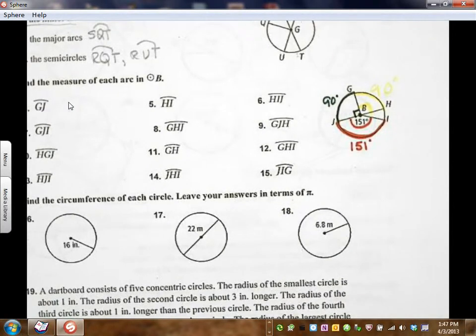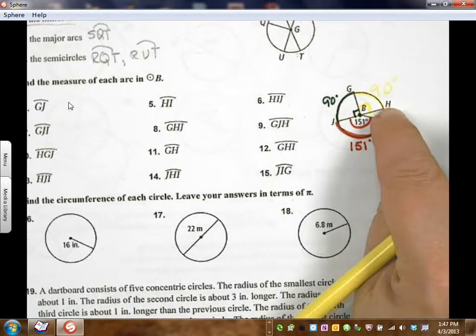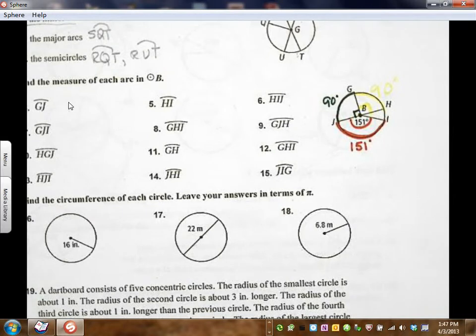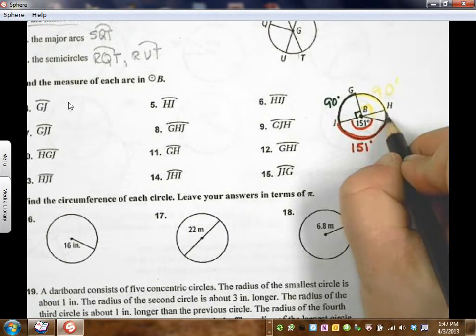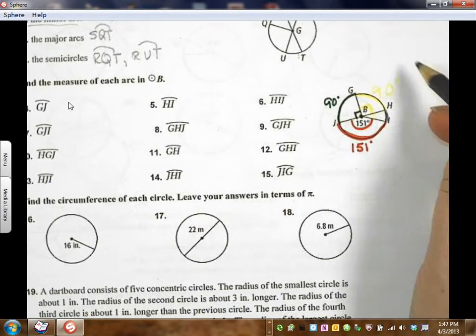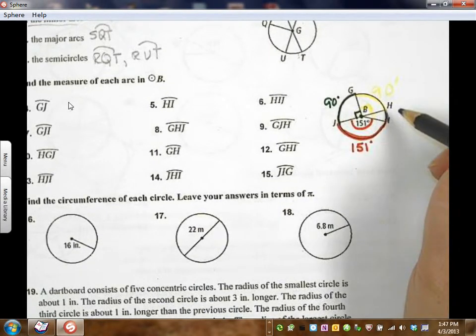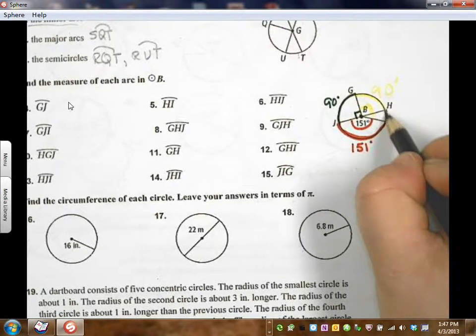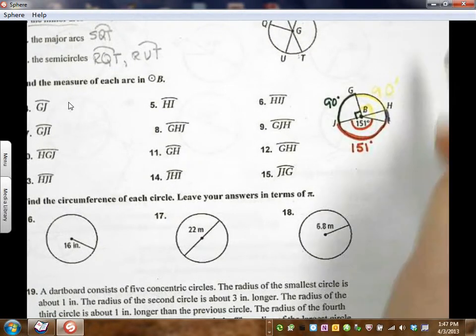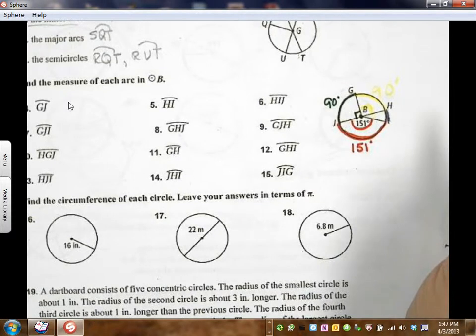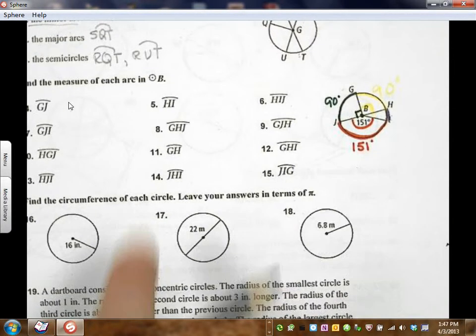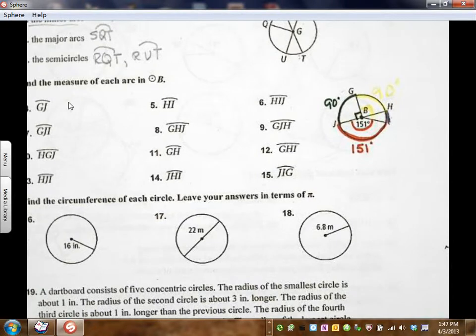Okay? See if you can't figure out what this one is. That little tiny arc right here, I know all the way around the whole thing is 360 degrees. So if I want to find that little piece right there, I can add up all the pieces I know and subtract it from 360. And I'm not going to tell you that because that's one of your answers here.